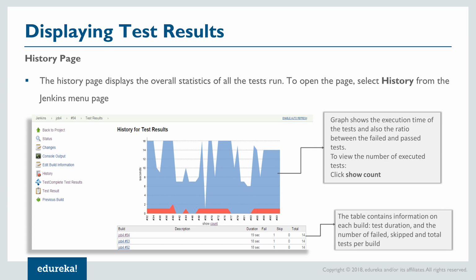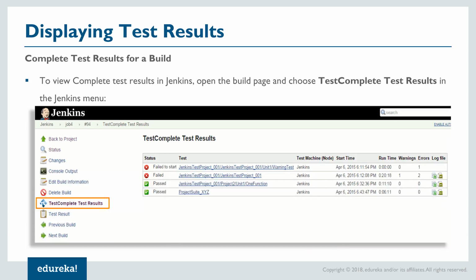The table below will contain information on each build, test duration, the number of failed and skipped tests, and the total tests per build. All this information you will be able to see in that list, which is just below the graph. If you want to see the complete test results in Jenkins, you just need to open the build page and choose complete test results in the Jenkins menu. Sometimes it might not be there, so you just need to go ahead and install the right plugin. The plugin name is also the same.